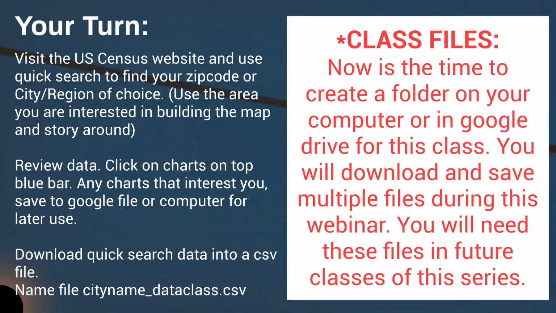So then you will review the data. You click on the charts, and any of the charts that interest you, you save those to Google Drive or desktop or computer file for later use. And then you'll download quick search data into a CSV file. And there you see the naming convention. So city name, or region, and then underscore data class .csv.